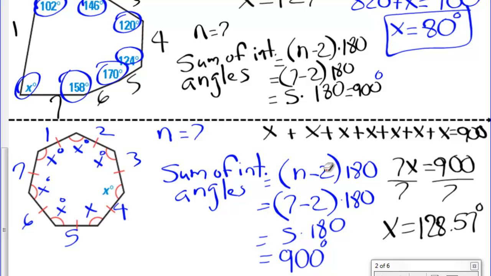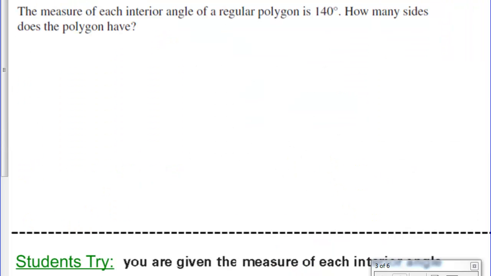All right, let's turn the page. So example 2. Example 2 is different. Now you're told to find the number of sides of a polygon. And we're told that the measure of each interior angle of a regular polygon is given to be 140 degrees. How many sides does the polygon have?